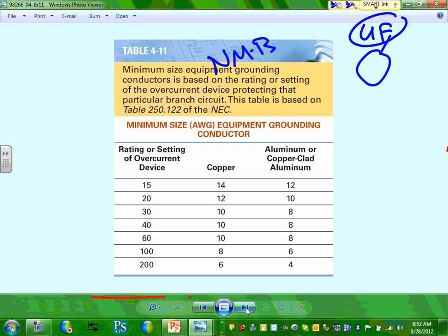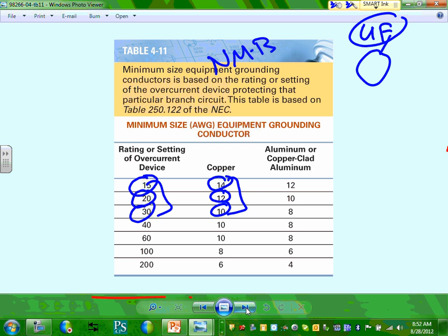So that's where the ground becomes a big deal. I will remind you for the 15 amp, 14, 20, 12, 30, 10. So up to this point, they really match the branch circuit. Can you guys see that? They really match the branch circuit. So up to 15 to 30, they match the branch circuit.